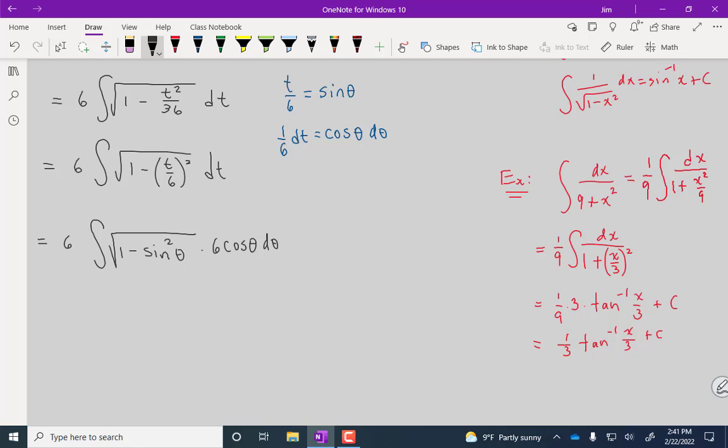Gabe, question? How did we do the t over 6 is equal to sine theta? So we're choosing sine, secant, or tangent so that we get an identity. 1 minus sine squared is an identity. 1 minus secant squared is not an identity. 1 minus tangent squared is not an identity. So we pick sine, secant, or tangent based on these three. If you wanted to let t over 6 be whatever you want, you can do it, as long as you then take the derivative and replace the differential accordingly. You can use whatever sub you want.